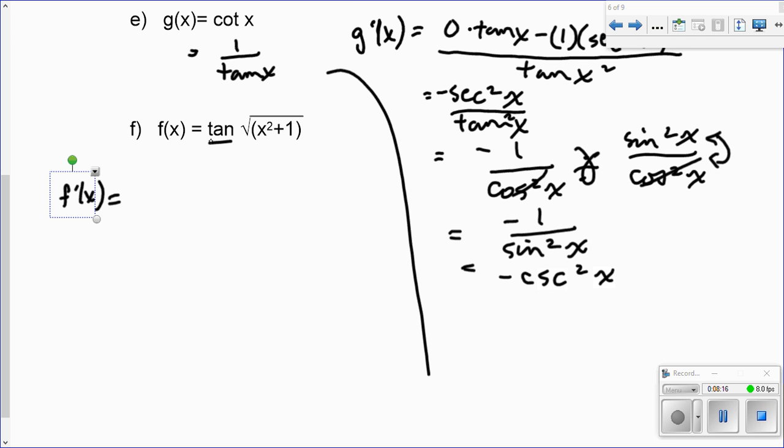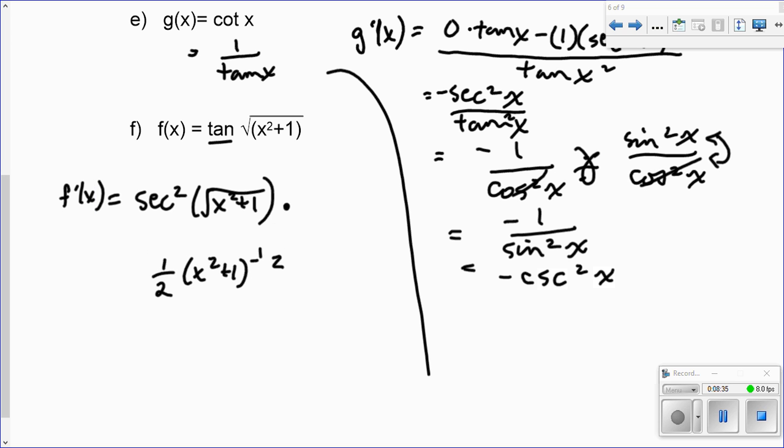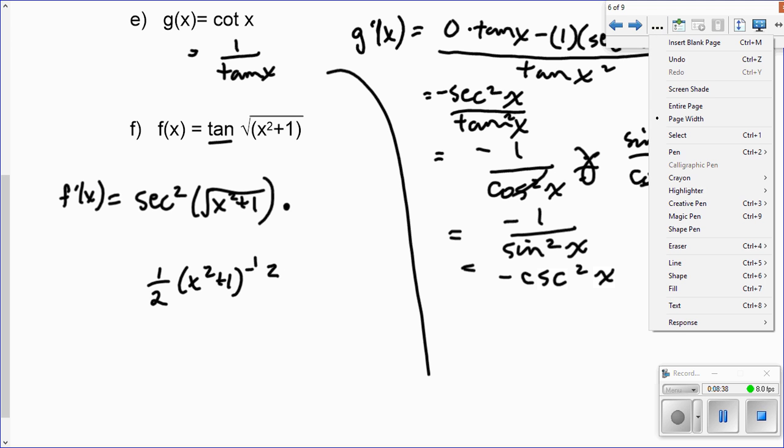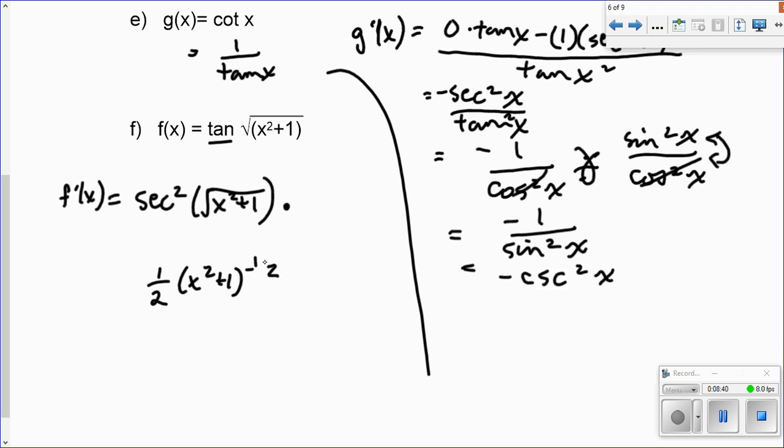Okay, I'm going to take the derivative of tan. The derivative of tan is secant squared of my function, then multiplied by the derivative of the square root function. The derivative of the square root function is 1/2, and then whatever the function is, to the negative 1/2, and then I have to multiply that by the derivative of the inside function, and that's 2x.